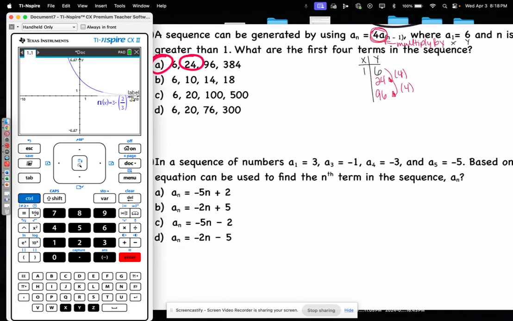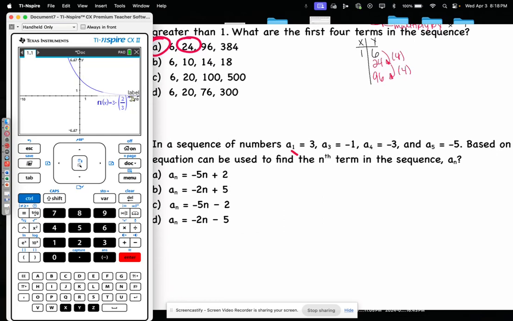This one is also a sequence. Same concept, X and Y. So if I made a little table here, 1 and 3, not -1. X is my little one, right?